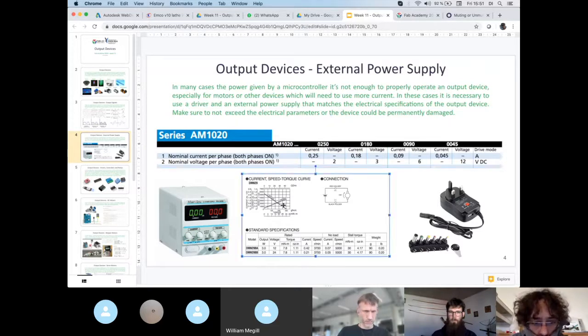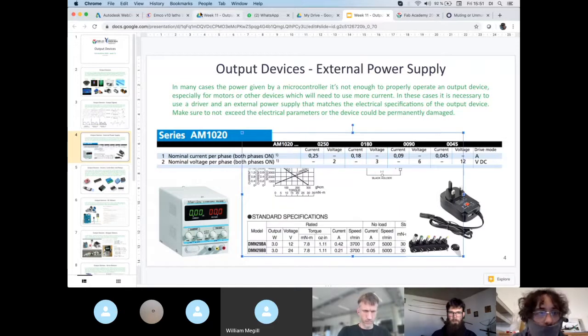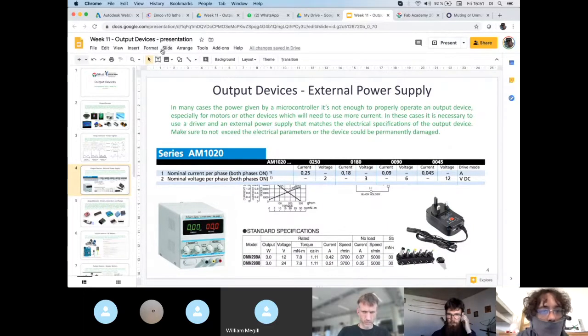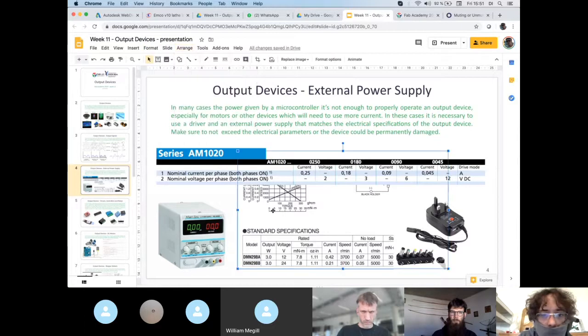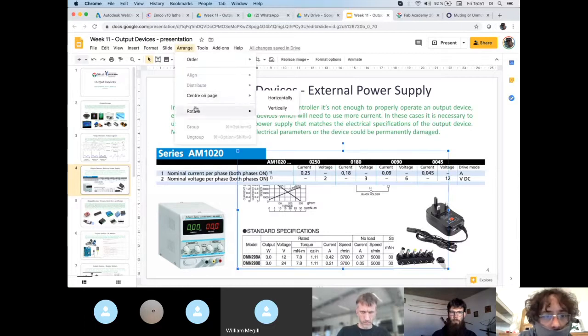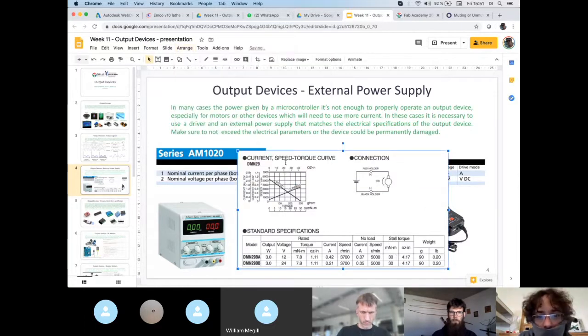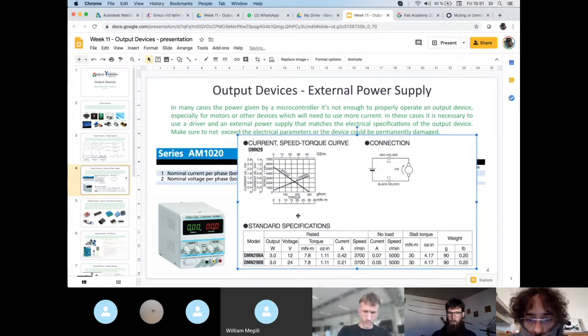You can also have some graphs over here, for example, that explain how much the current or the voltage will be according to a certain amount of speed. So order, bring to front. You can see here, for example, this graph with the torque and the current, speed and current. And then here you can see the specification.